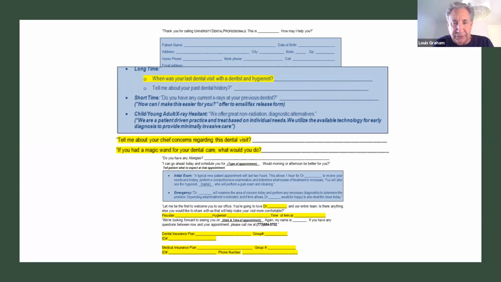one administrator does all of our new patient intakes. Tell me about your chief concerns. And if you had a magic wand, what would you want done? These are the magic questions, because I want to know, what does the patient want done? I don't want to walk in there and just tell them, this is what you need. I want to start with, what do they want?